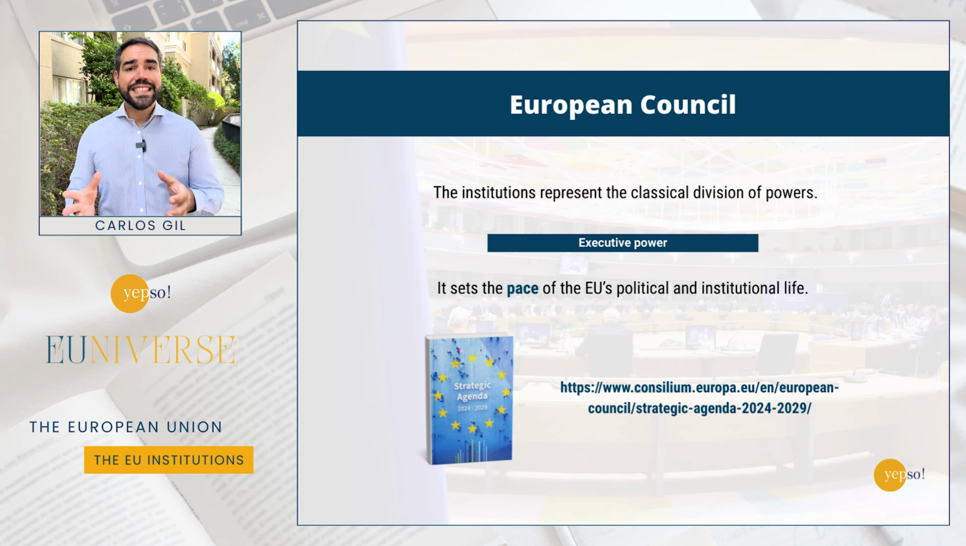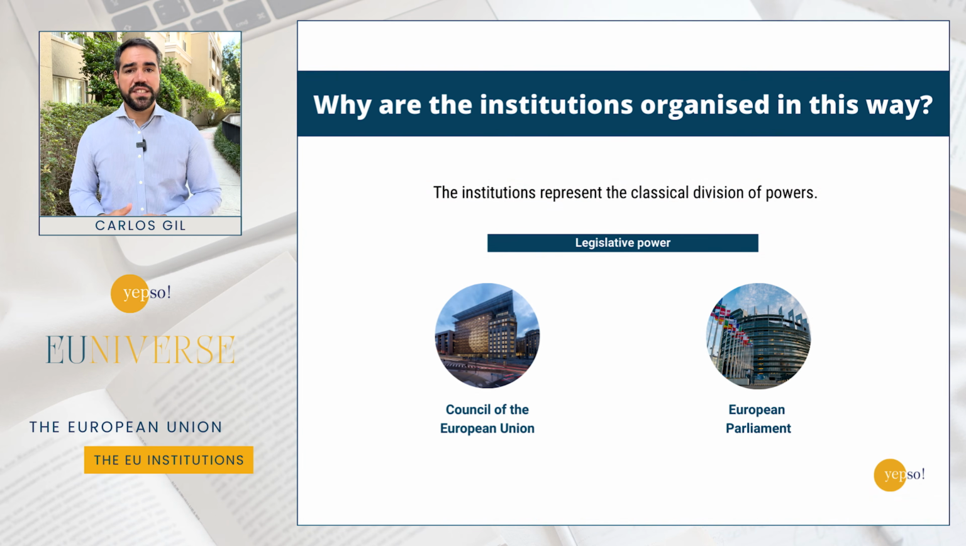This document sets the pace of the EU's political and institutional priorities. I recommend you to download it and read it in depth because, as you can imagine, it covers key topics for the EU knowledge test. We also have two legislative bodies, the European Parliament and the Council of the European Union.